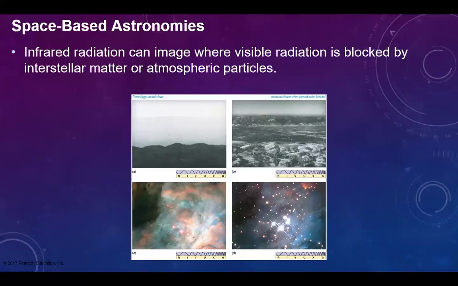For example, infrared radiation penetrates through dust because of its longer wavelength. So infrared radiation can image where visible radiation is blocked by interstellar matter or atmospheric particles. On Earth, a hazy day is much clearer when viewed in the infrared, because it just goes around the droplets. Here we have a hazy nebula. We can see all the stars inside in the infrared.